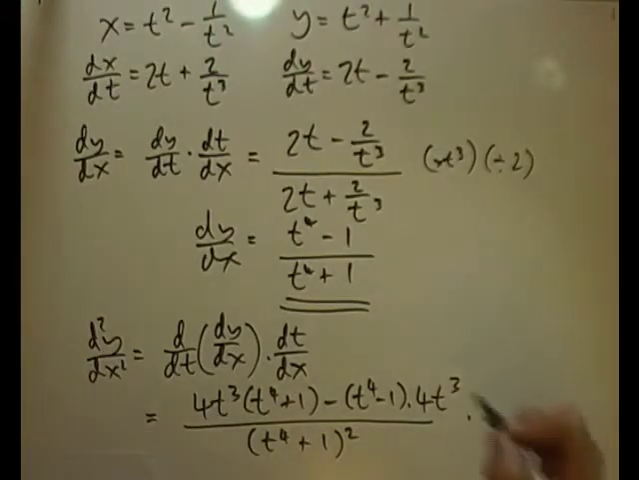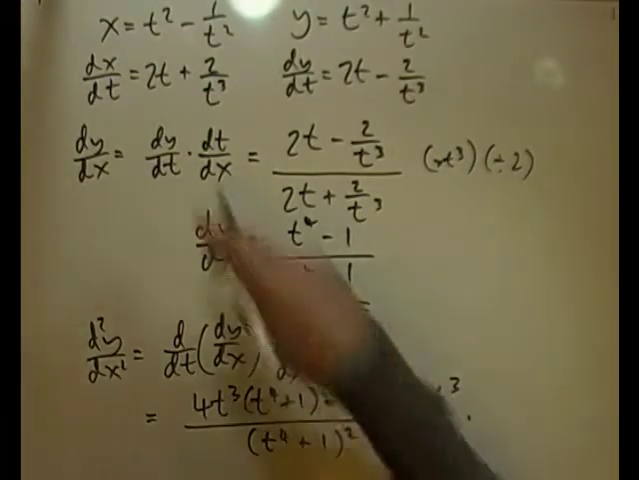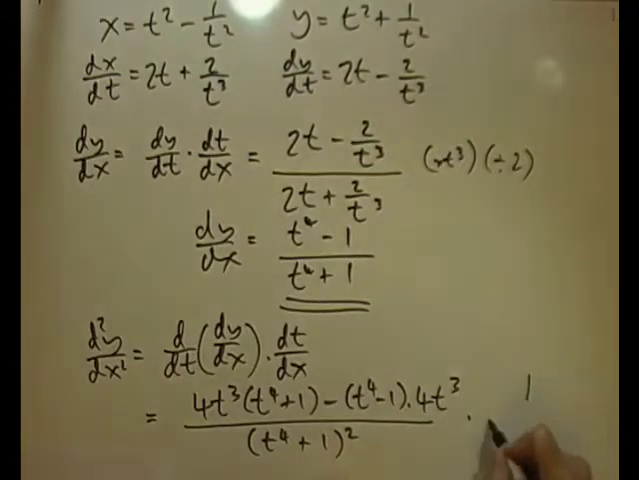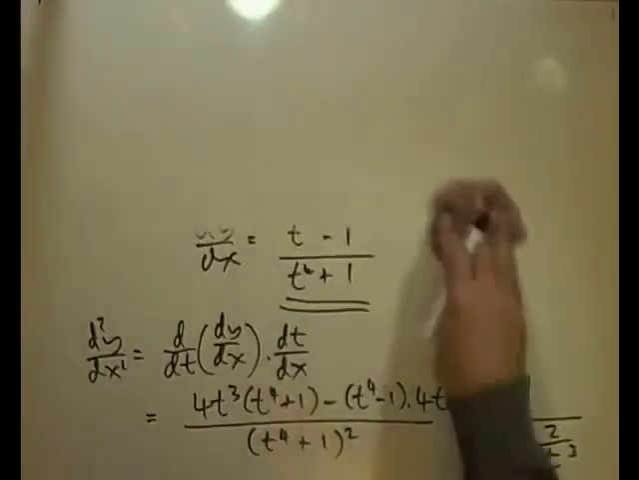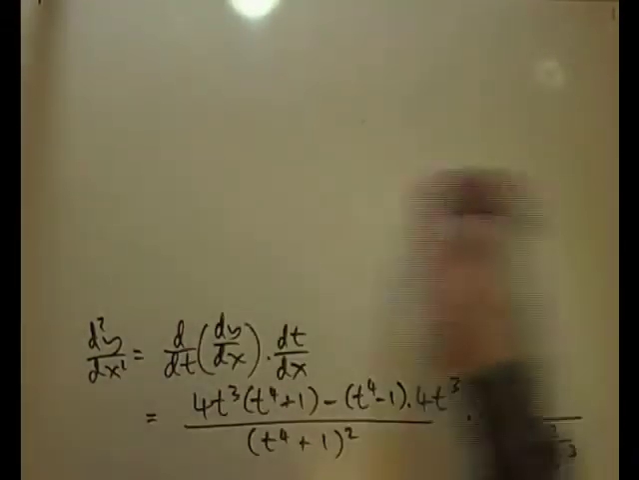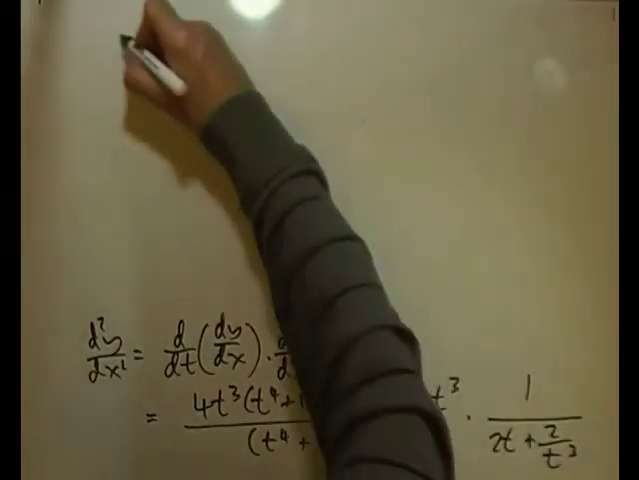But at the same time, I'll need to multiply that by the reciprocal up here. So that'll be 1 over 2t plus 2 over t cubed. Now I'm not so sure if I've got enough room at the bottom, so I'll just get rid of this stuff at the top here. And then carry on up to the top.